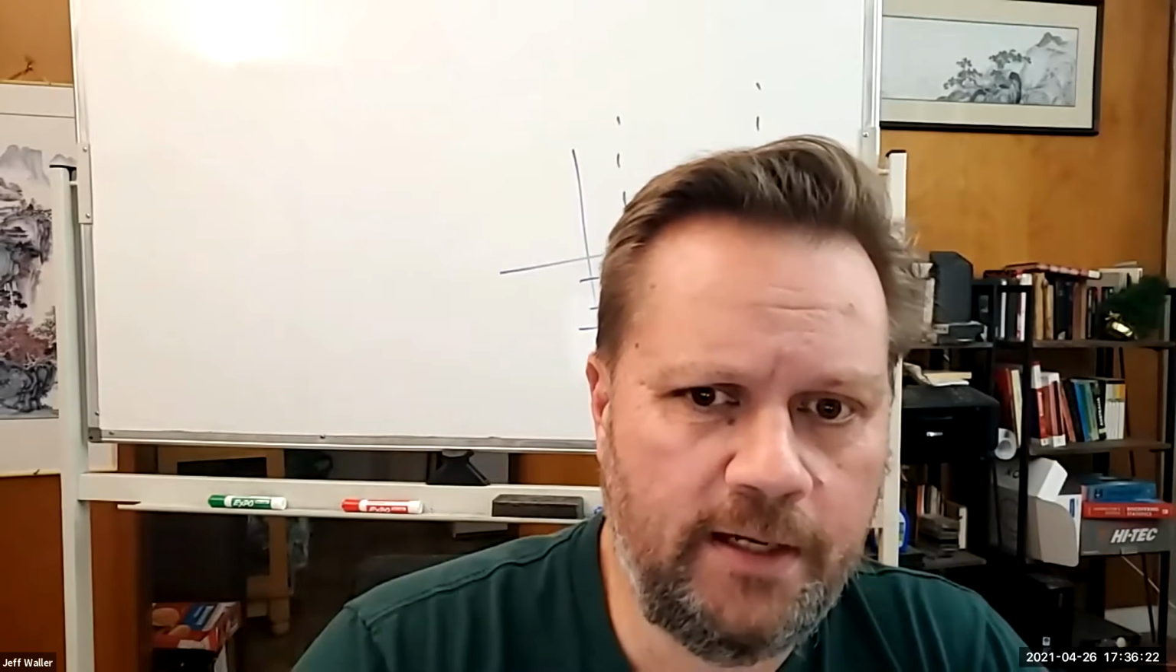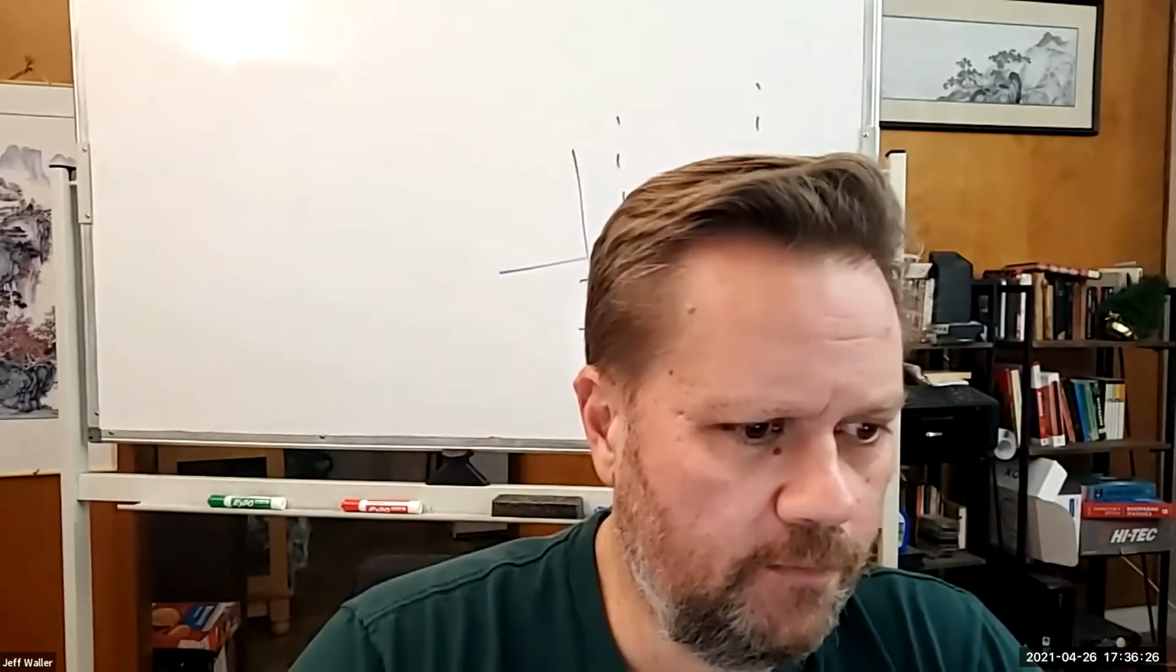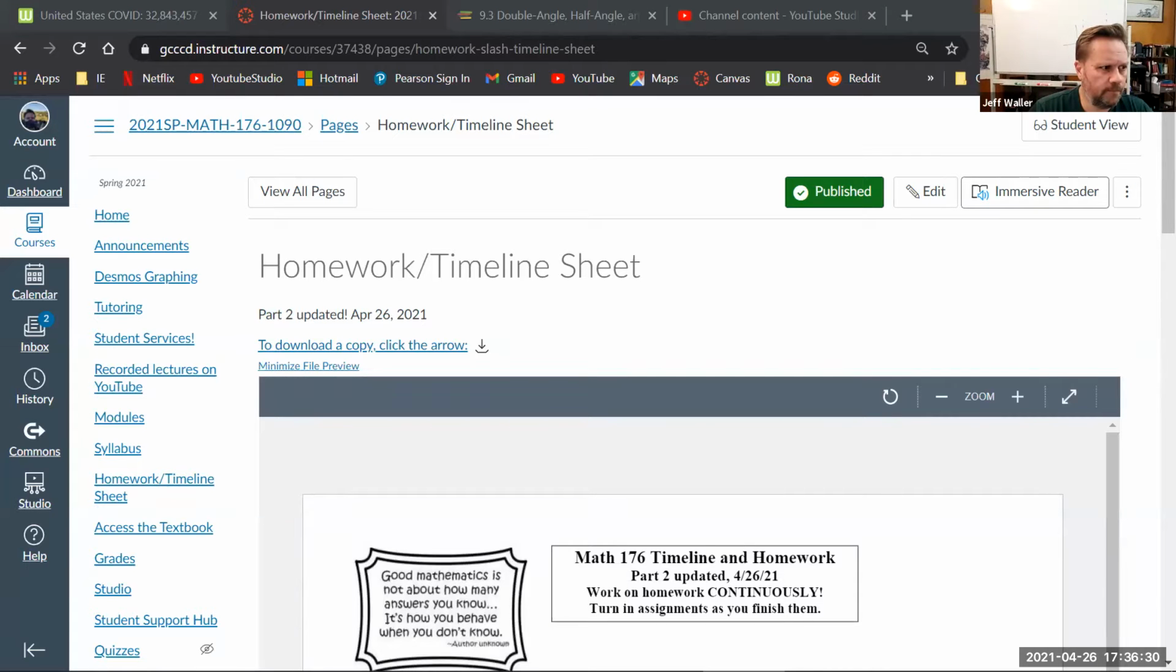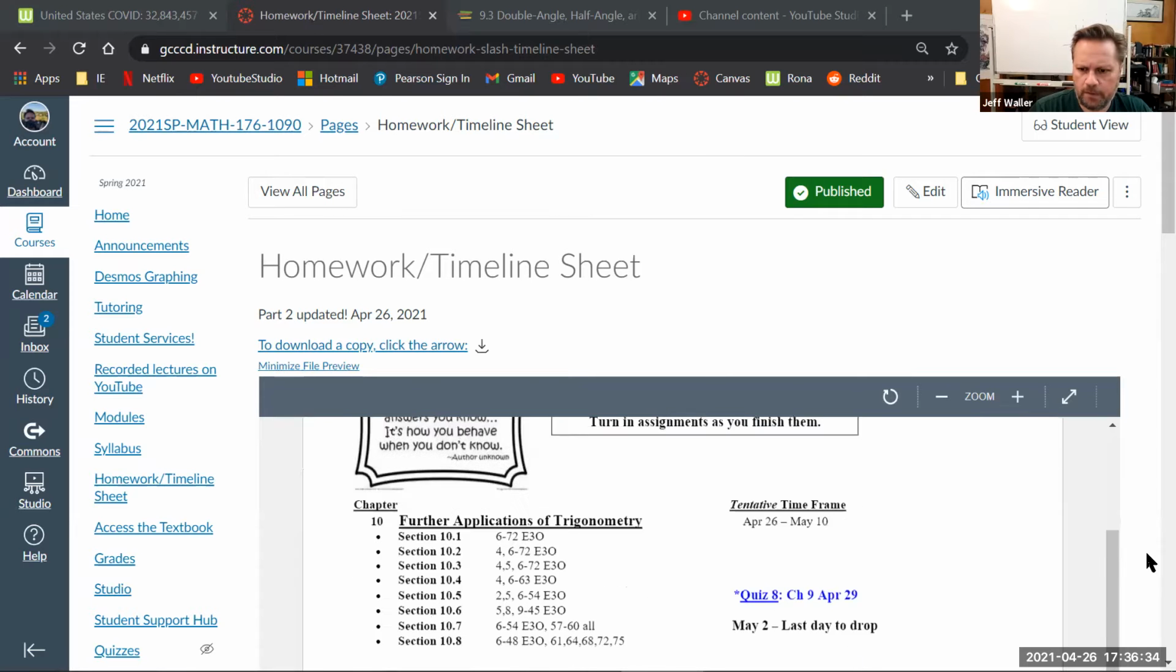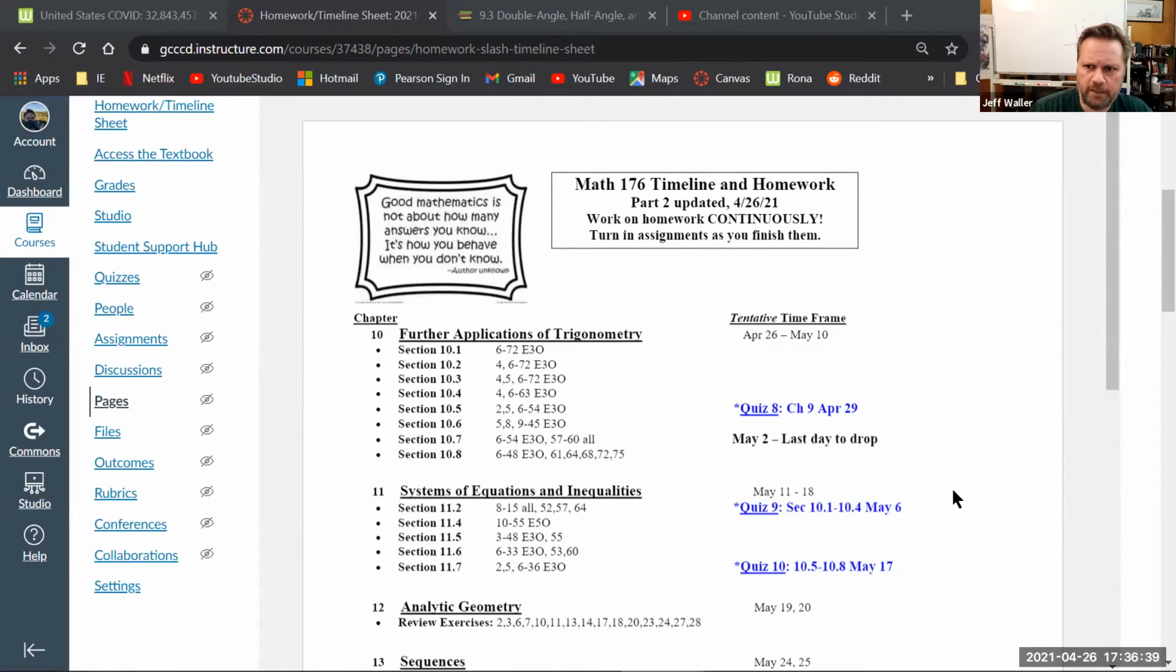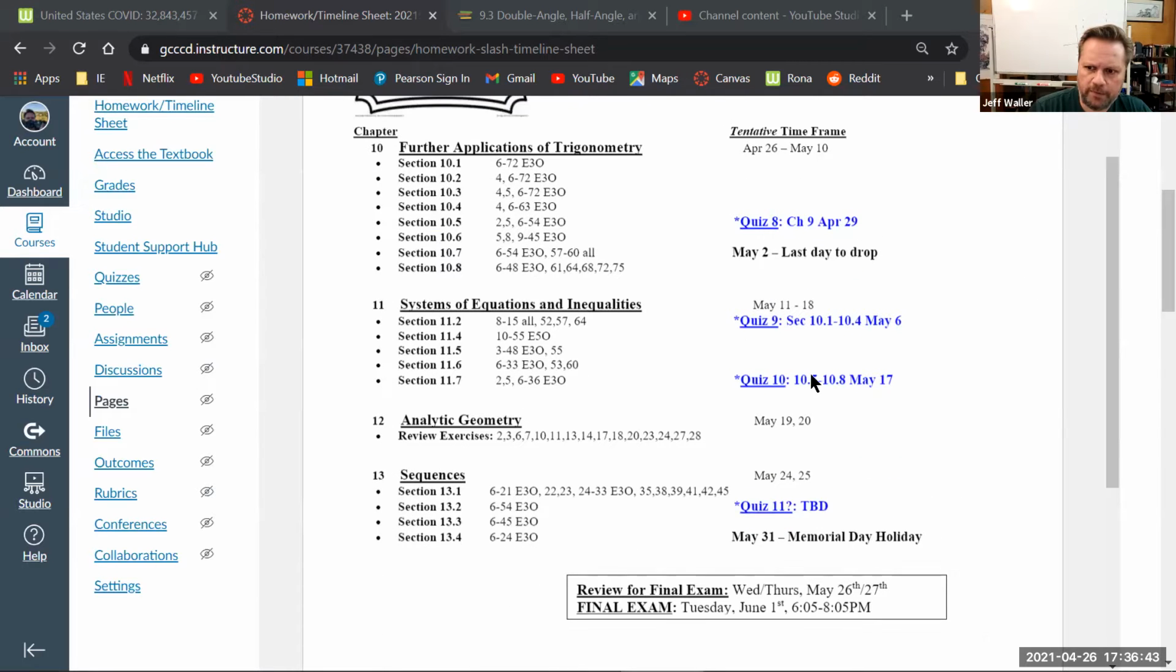Has anybody noticed that I updated the homework timeline sheet? That happened earlier today. Let me see, hold on. Here we go. This is brand new from today, part 2 updated. I think I just changed the dates on a couple things. We're still pretty much on track. If we need to, I can make some of these sections extra credit if it comes down to it, but we'll see how we do. I've given us quite a bit of time to get through chapter 10. That's a decent amount of time there. I don't think it should take us longer than that to get through chapter 10.